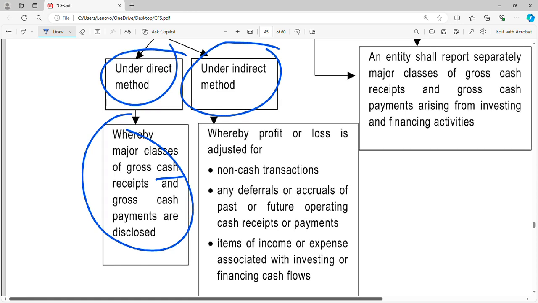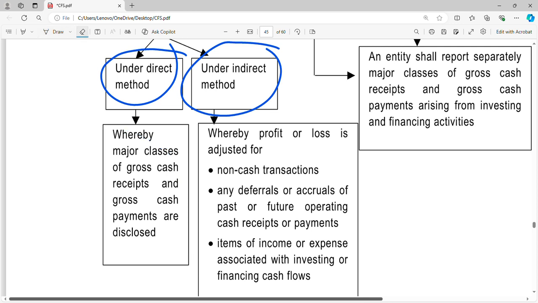Next, we need to deduct or add the exceptional items or extraordinary items which are not in the nature of the regular course of business. This will come under later. Next, net cash flow from operating activity. This is the first head.